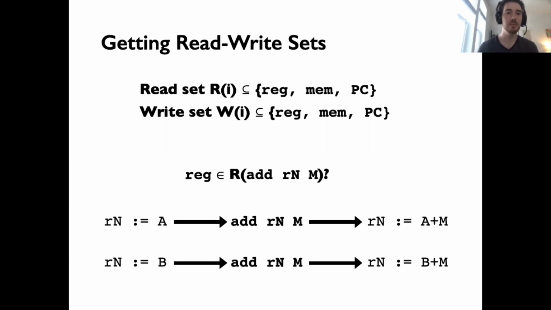Computing the read set is similar, but requires 2 executions. To determine if a state attribute is in the read set, JITsynth executes the instruction under symbolic states that are equivalent in all other state attributes. If the resulting states could differ, then the state attribute is part of the read set. In this example, since A and B may differ, reg is part of the read set.